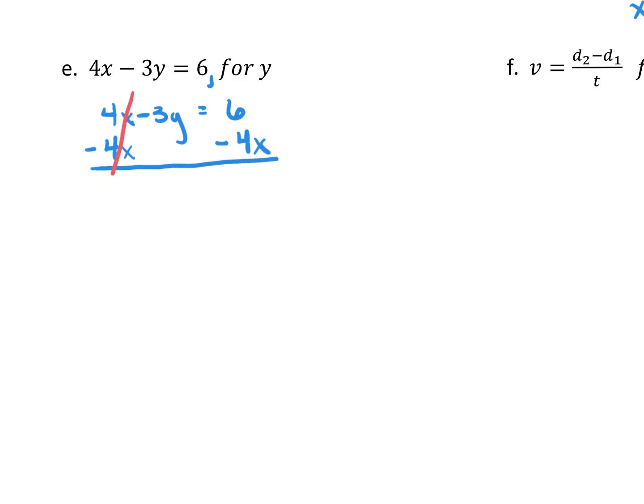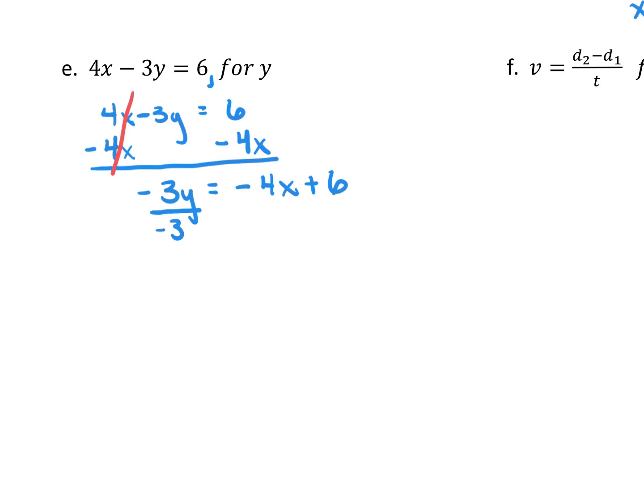All right, my 4x's cancel on the left. I am left with negative 3y. And it's up to you what order you want to put this in. When we get into slope-intercept form, we are going to want the x first. So I'm going to write this as negative 4x plus 6. From here, in order to finish solving for y, we want to divide by negative 3.